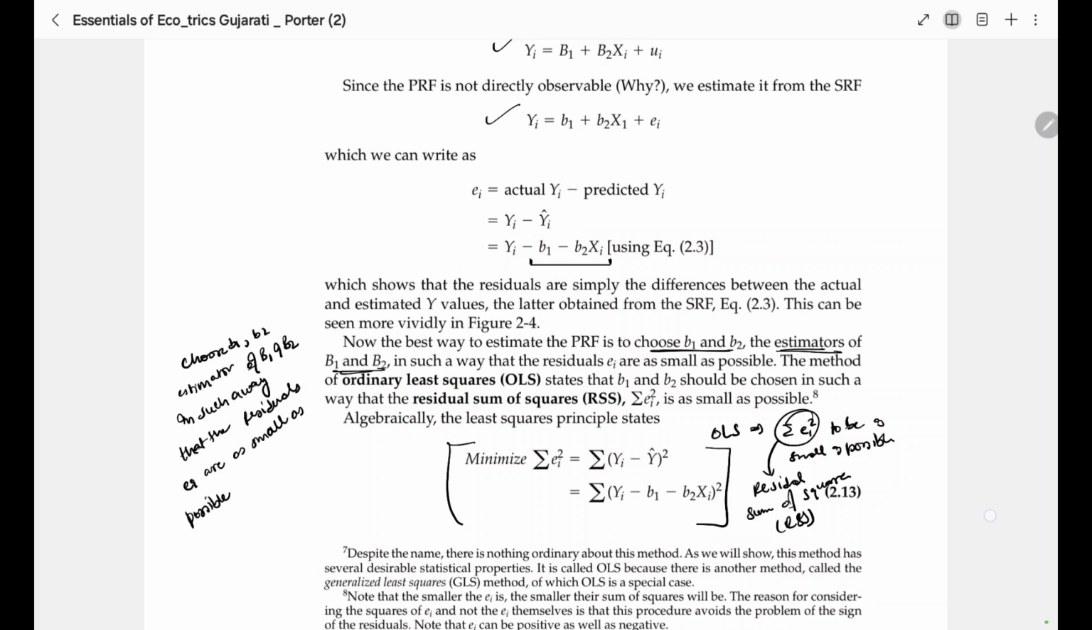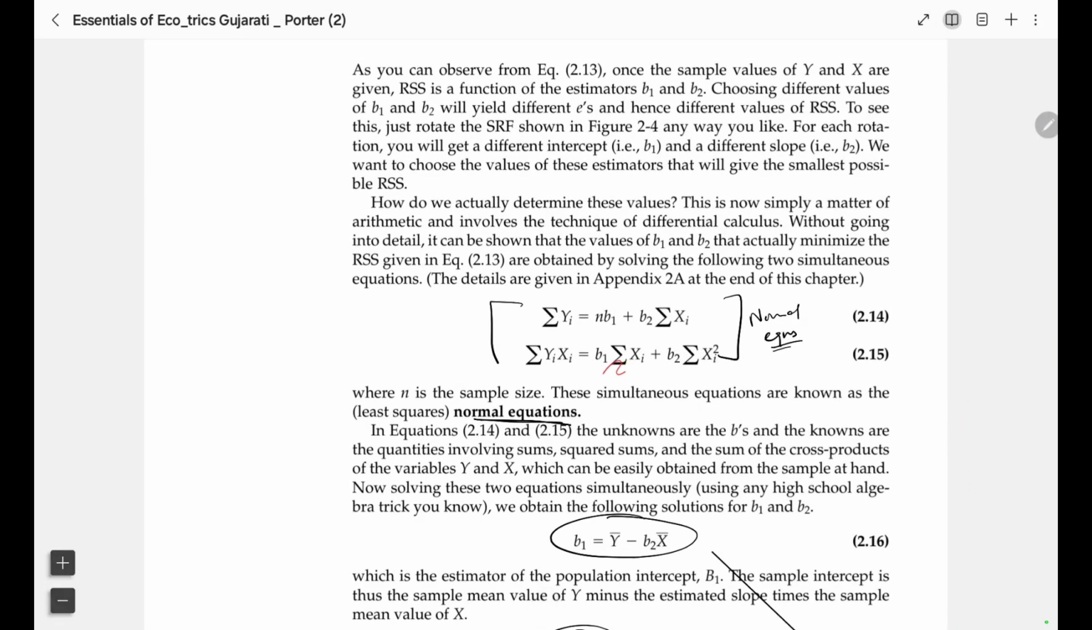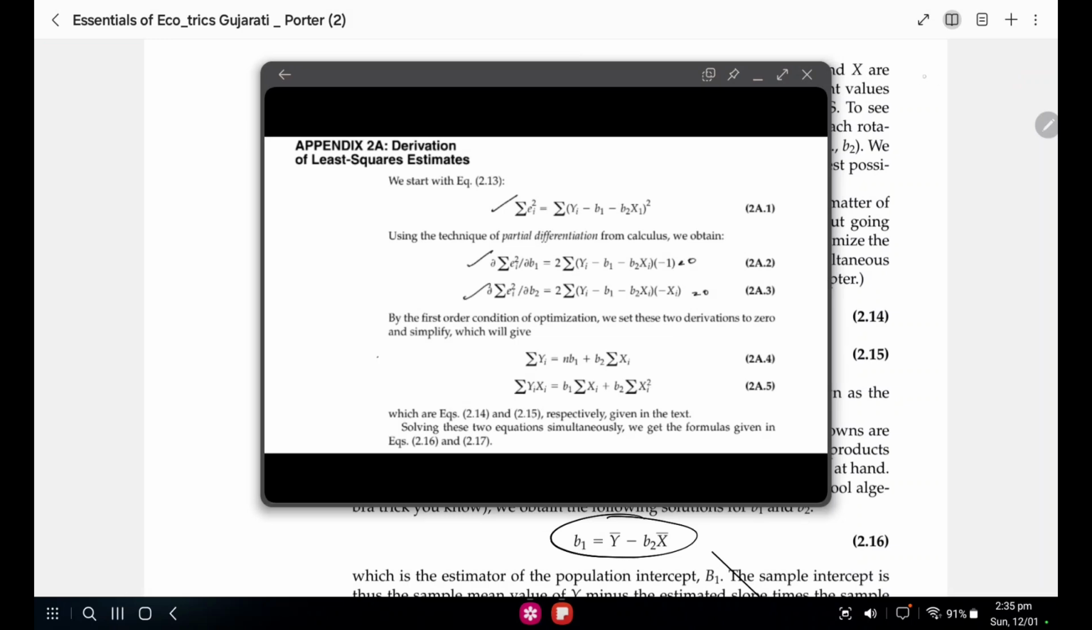Now moving ahead, we will get these two normal equations. The question arises how we are getting these two normal equations. That we will see in the appendix of this chapter. Here we have this equation. We differentiated it with respect to small b1 first and got this equation. Then we differentiated it with respect to small b2 and got this equation. With the first order conditions of minimization, we equate them to 0, and when we do, we get these two normal equations.